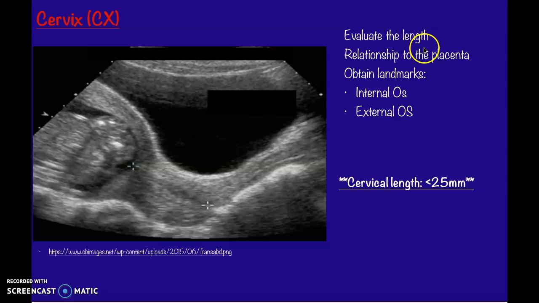You're going to evaluate the length, the relationship to the placenta, and obtain landmarks, the internal os and the external os. When we measure, we're going to measure at the internal os all the way to the external os. This is the cervical canal. This is the vaginal canal. This is maternal bladder. And this is fetus. I just took out a label, so don't mind that. For the cervical length, we want it greater than 25 millimeters or 2.5 centimeters.